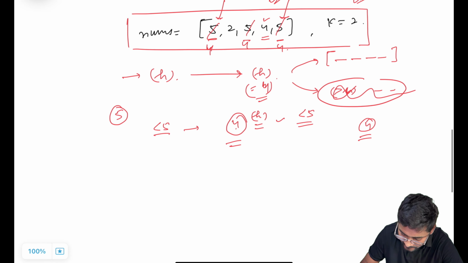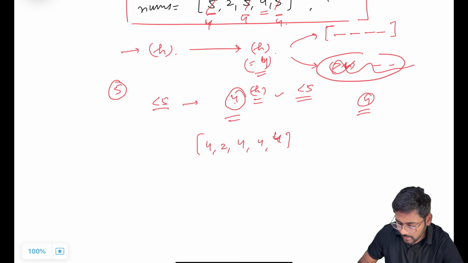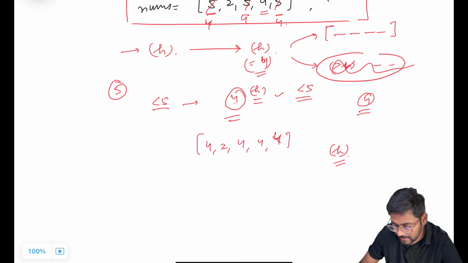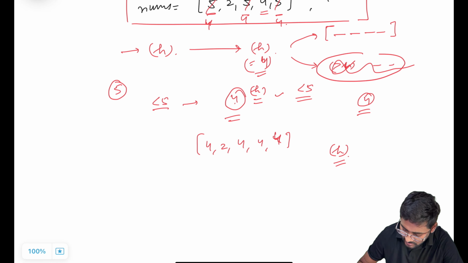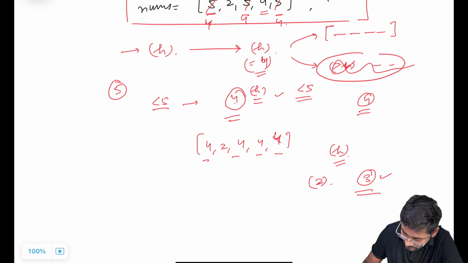Now the state is 4, 2, 4, 4, 4. Now in this case, we have to choose a value of h such that values greater than h are identical. If I choose 2, yes, I can choose 2 as a value of h. If I choose 3, yes, I can choose 3 as a value of h. Let's say I am picking 3. Why 3? Because there is only one element which is greater than 3, that is 4, and only 4 is available. So 3 is a valid h, and first step is done, choosing a valid h.